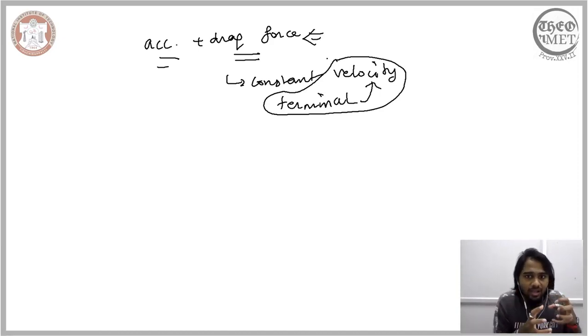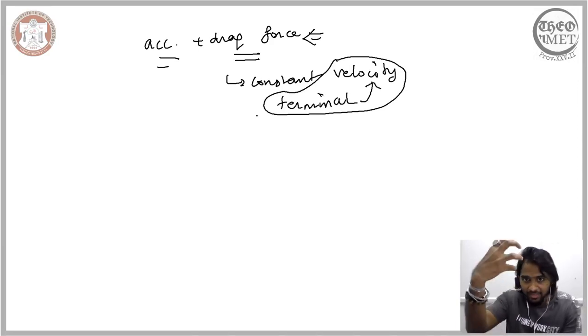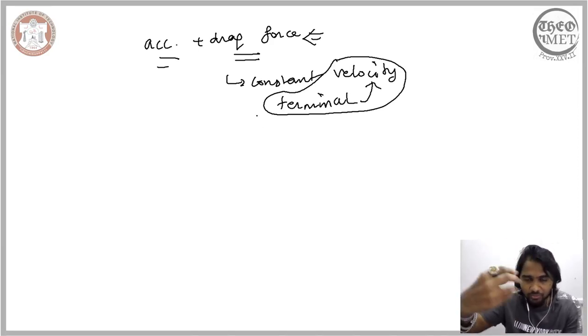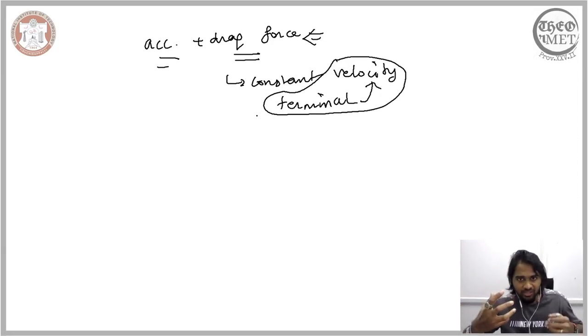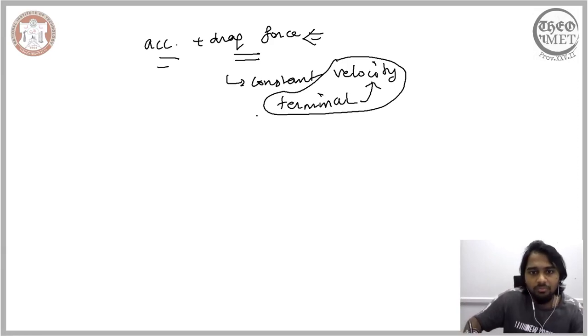Now let us see how this drag force brings about the constant velocity. To understand how this drag force acts, let us consider a particle that is falling through a given medium, and it is falling at a relatively low constant velocity.